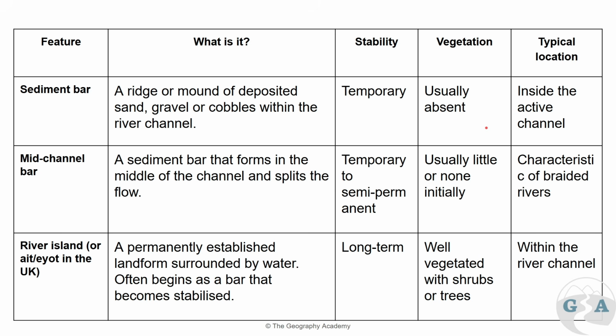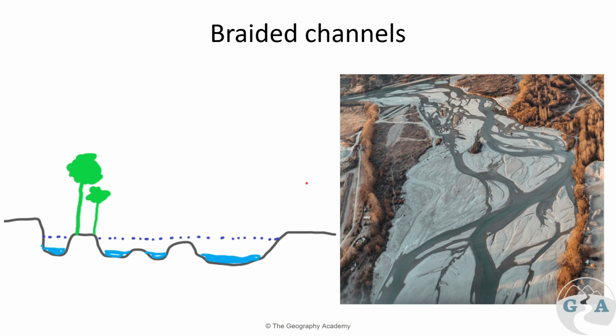So just to be clear on a couple of different pieces of vocabulary here, the sediment bar is temporary, usually absent, but you'll see it maybe inside an active channel. So this is made up of gravel and cobbles in the river, and is made through deposition. We have the mid-channel bar, so we see this forming and splitting the flow. They're usually temporary. They could change or they could build up eventually. And once it builds up and establishes more vegetation on it, we get the river island, which is here. That can also be called an eyot in some countries and some regions around the world. So that's vegetated and a little bit more permanent.